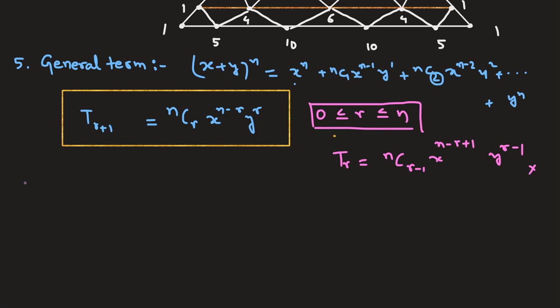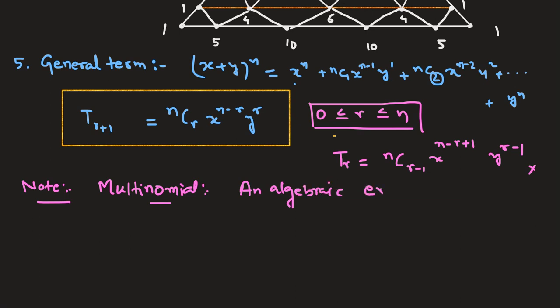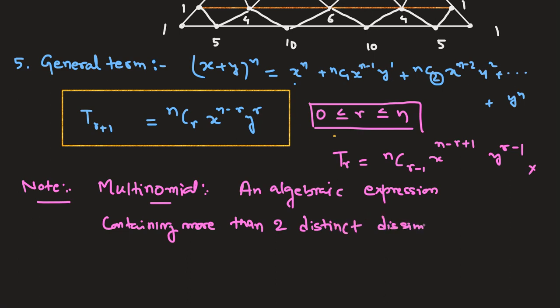Now next is one important note. Sometimes students get confused between binomial and multinomial. What is a multinomial? It is also an algebraic expression, where the number of terms is more than 2. So it is an algebraic expression containing more than two distinct, dissimilar terms.